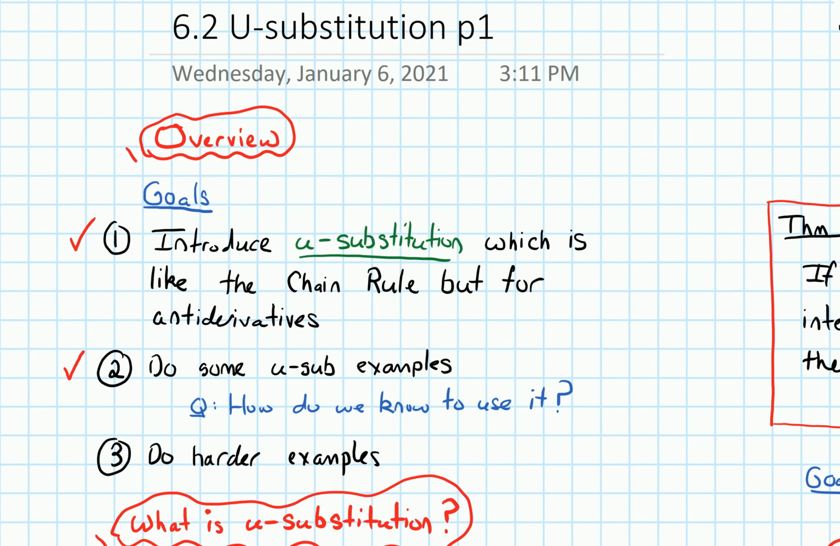So we have now finished our final goal for this section, which is we did some harder U-substitution examples.